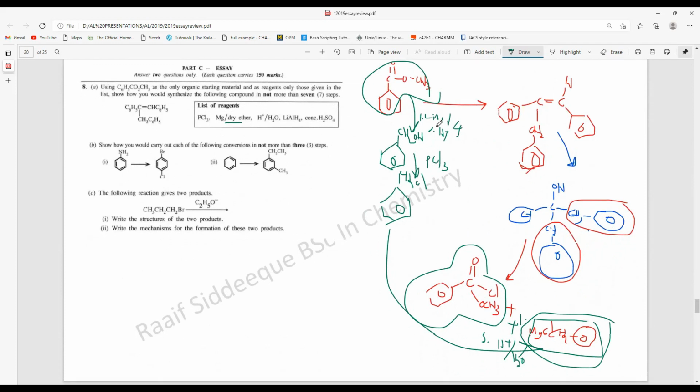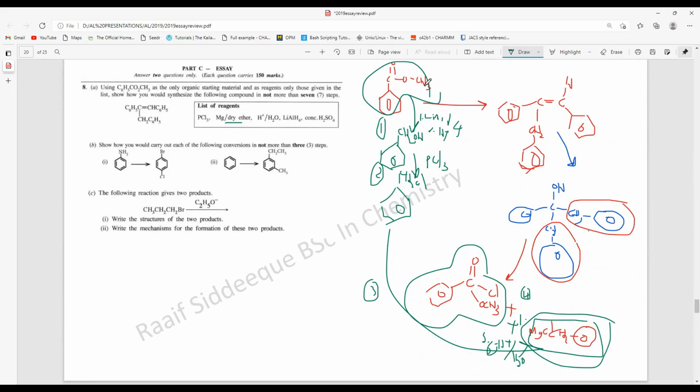You add the lithium aluminium hydride to this one, hydrolyze to get the primary alcohol, then add PCl3. So the first step is the reduction, adding PCl3 is the second step, forming the Grignard is the third step, and you finally add this to the ester as the fourth step, and then hydrolyze, which will be the fifth step. Or you can combine the first two to get 4 steps.